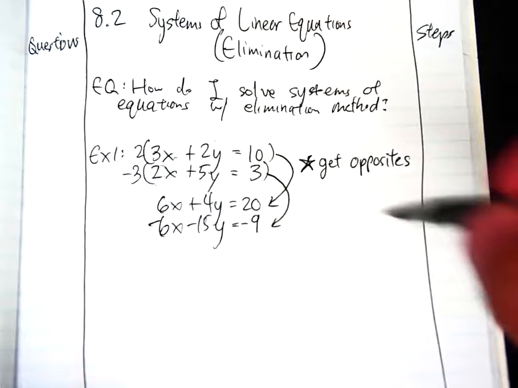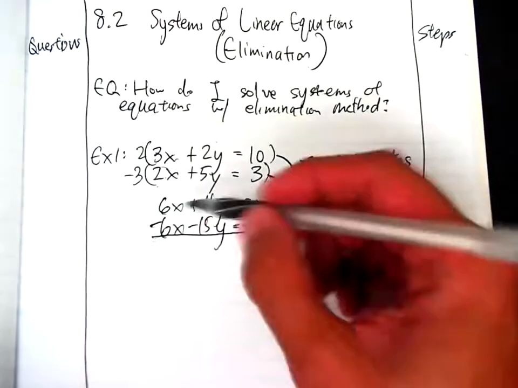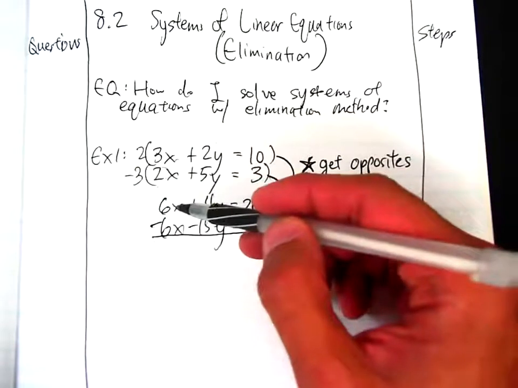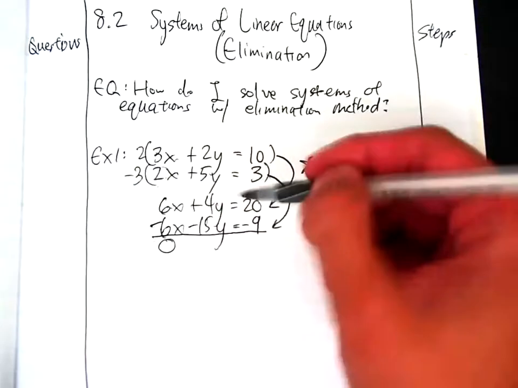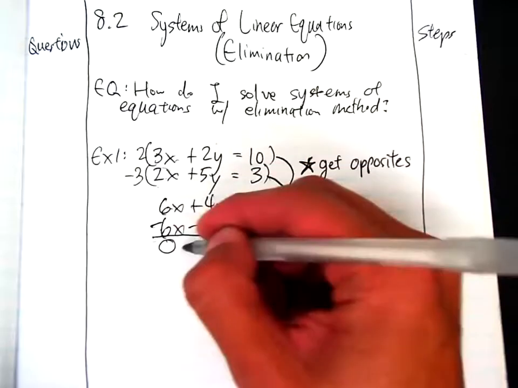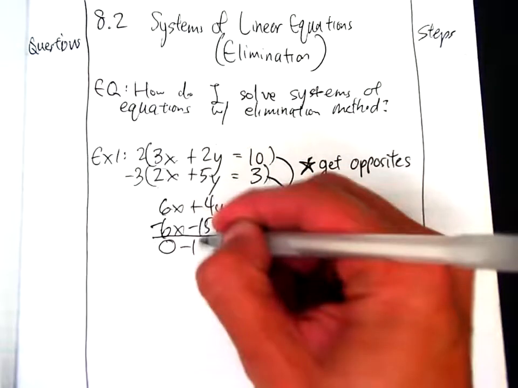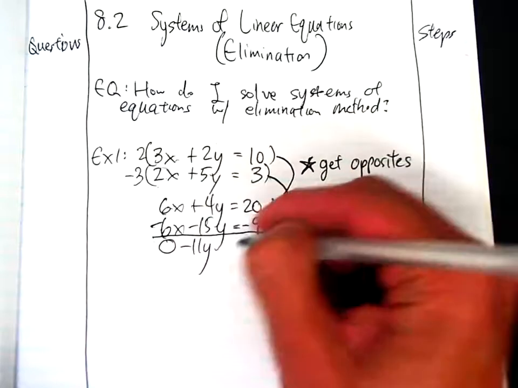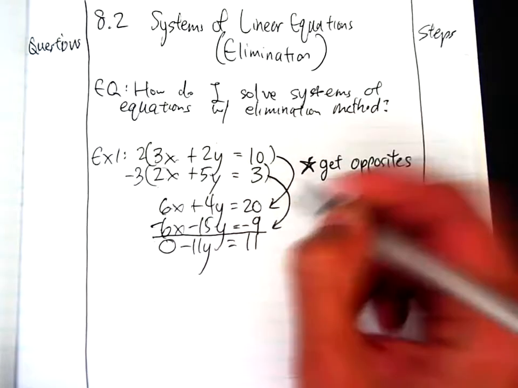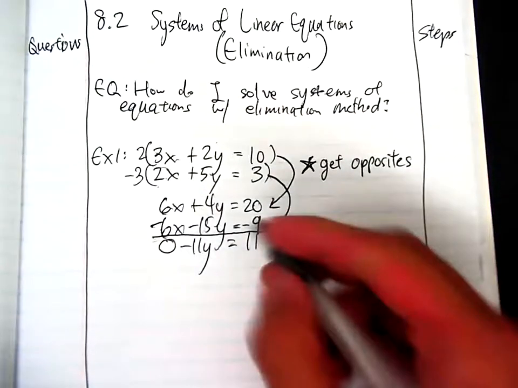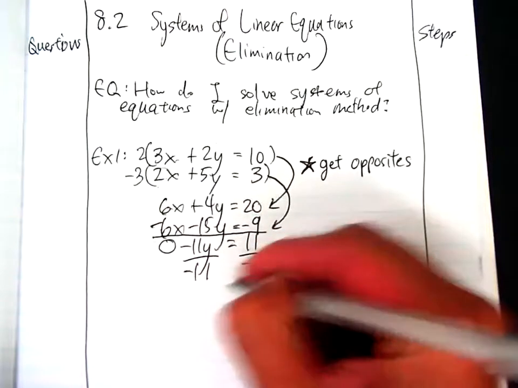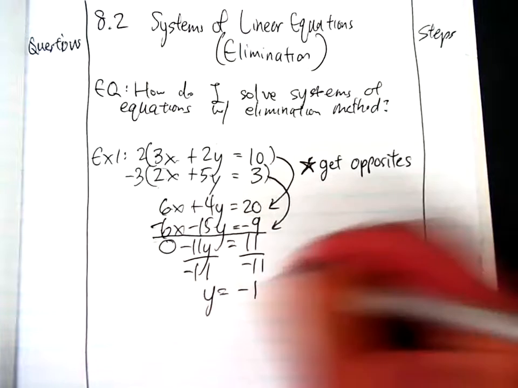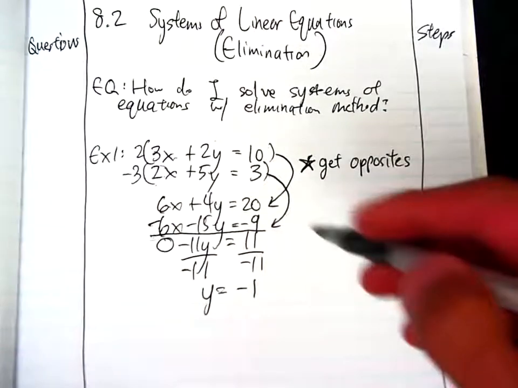And then I'm going to add the two equations. So I'm going to draw a line and add them. Don't subtract them, I'm going to add them. So 6 plus negative 6 is 0. 4 plus negative 15 is negative 11y. And 20 plus negative 9 is 11. Now I only have one variable. I'm going to divide by negative 11, and I get y equals negative 1.